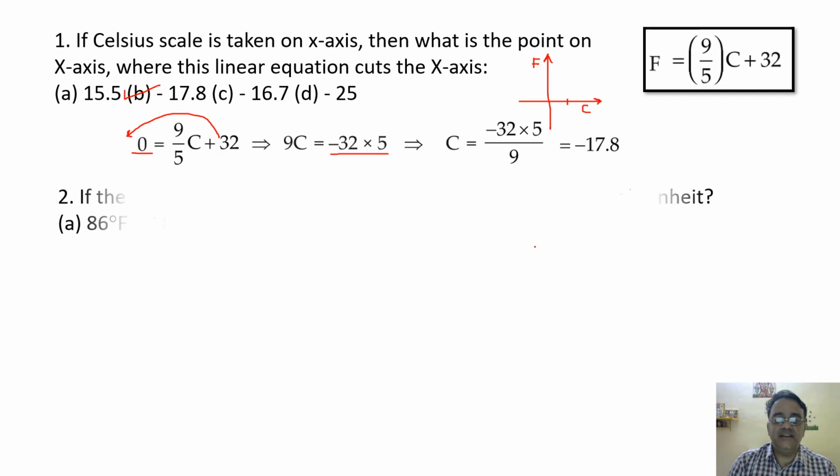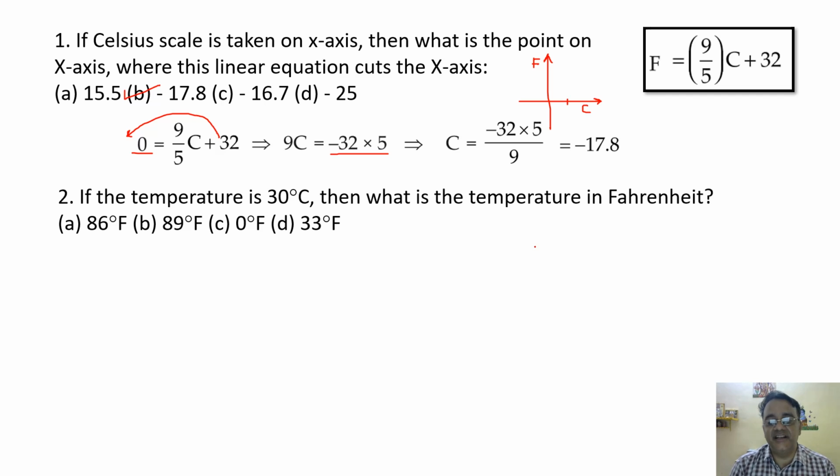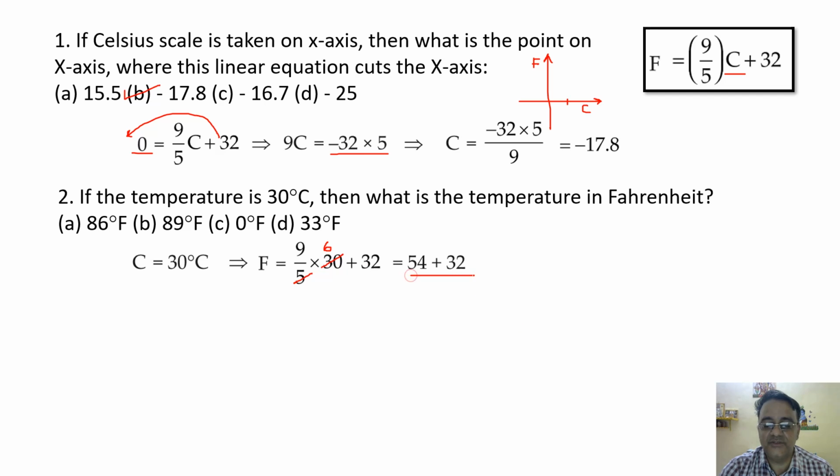Now, the next question: if the temperature is 30 degrees Celsius, then what is the temperature in Fahrenheit? So what will we do? We will substitute the given value of C, 30 degrees Celsius, into this formula. Right. Now this is cancelling. Look, we can cancel 30 with 5. So we are getting 9 into 6, 54 plus 32, and this equals 86 degrees Fahrenheit, and the correct option is option A.